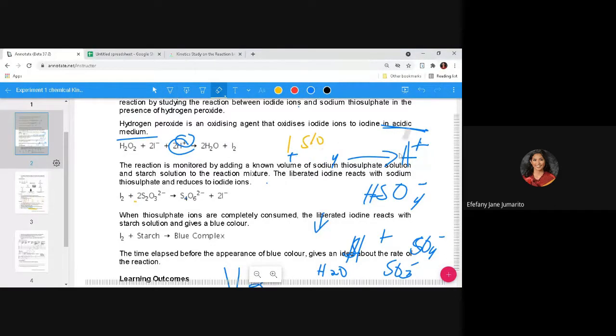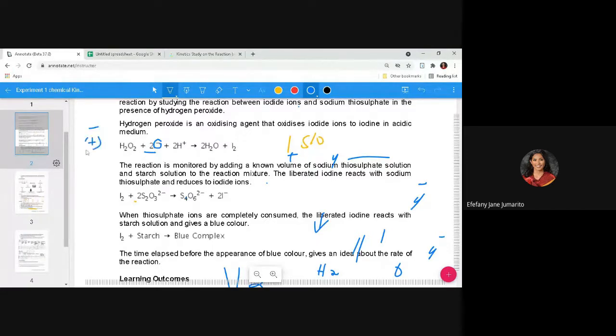So these things, our ions here. Class, when we say ions, it means it's a charged molecule. Charged, positive or negative. Now, our I here, class, is that an ion?